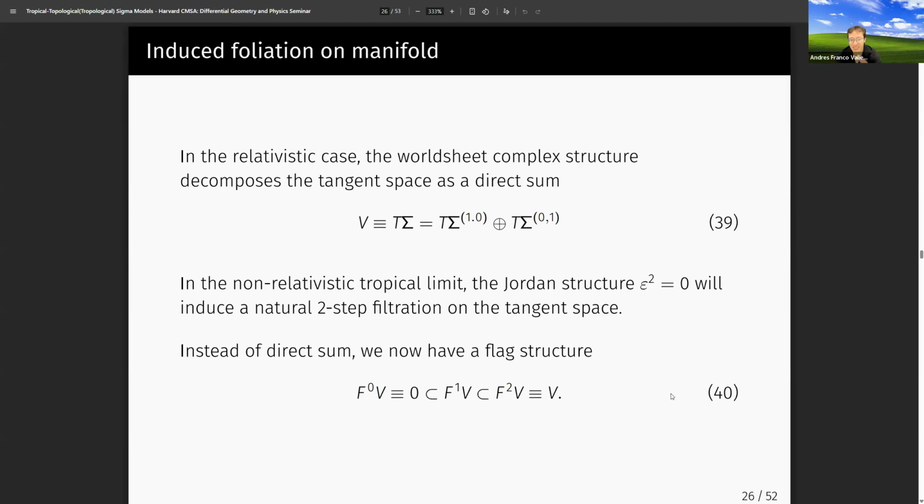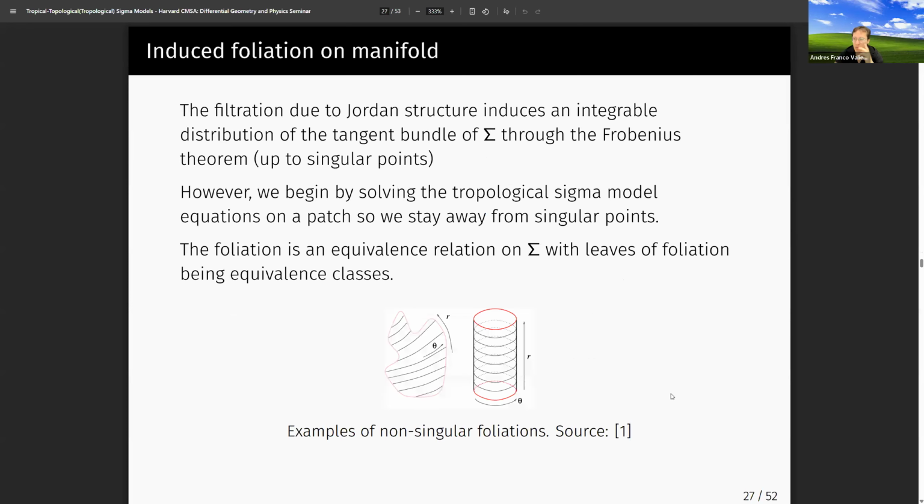In the relativistic case, the worldsheet complex structure gives us a direct sum. And in the non-relativistic case, because we have this nilpotency condition, we get a natural two-step filtration. We actually have a flag structure. And because we're dealing with a one complex dimensional worldsheet essentially, but it's not really complex dimensional because we don't have a complex structure anymore, if you're dealing with a two real dimensional worldsheet, then the filtration given by the Jordan structure automatically induces an integrable distribution of the tangent bundle. So what that means is that we can construct a foliation, and that's where the foliations are coming from.